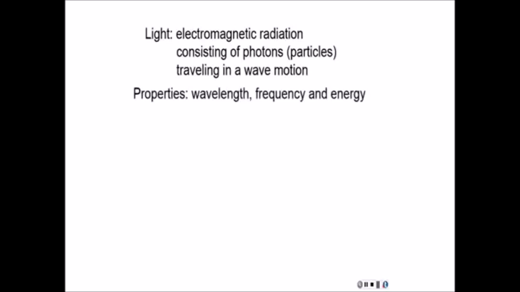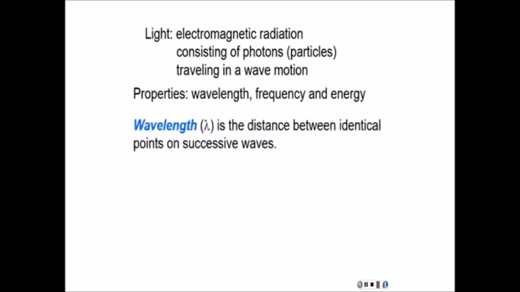We're going to check out three properties: the wavelength, frequency, and energy of light. Here's the definition for wavelength. Wavelength is the distance between identical points on successive waves. This is the Greek letter that's used to represent wavelength, and it's called lambda.